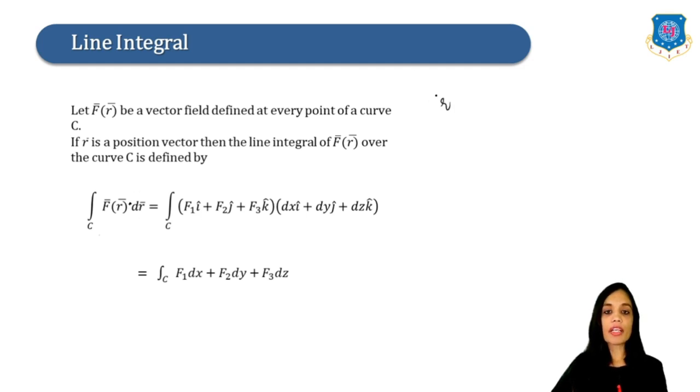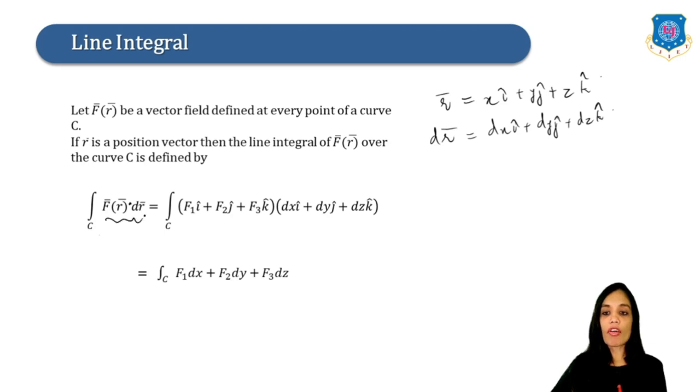Now our r bar is the position vector, so I can write it as x i cap plus y j cap plus z k cap, right? So d r bar will be what? dx i cap plus dy j cap plus dz k cap.